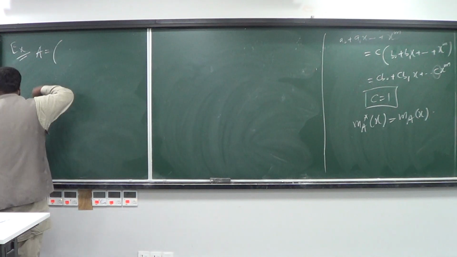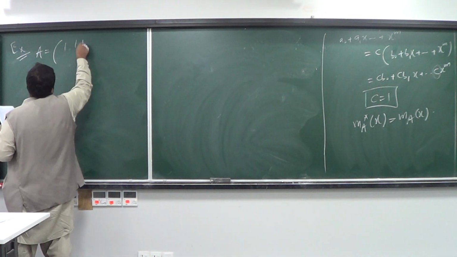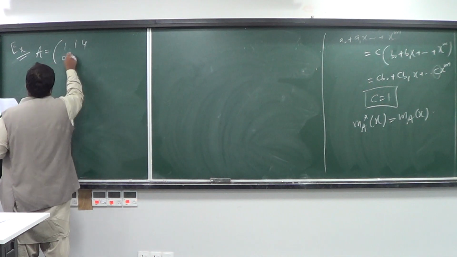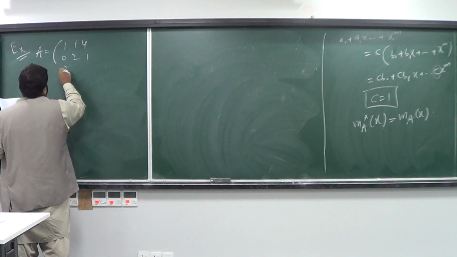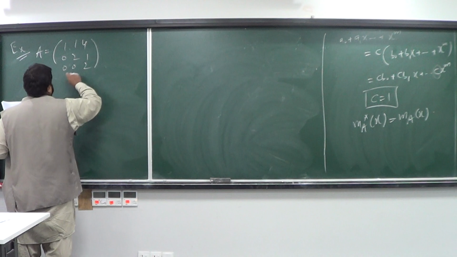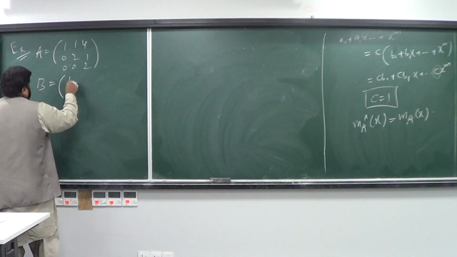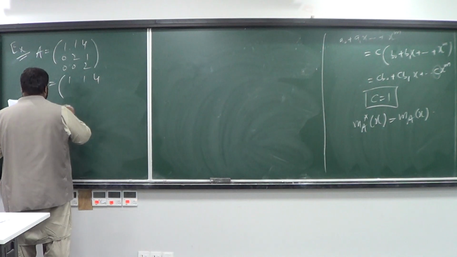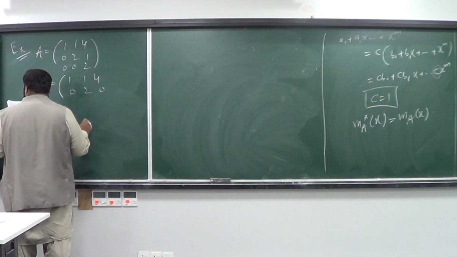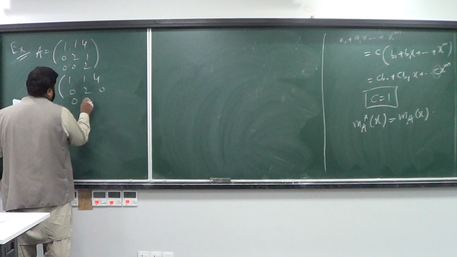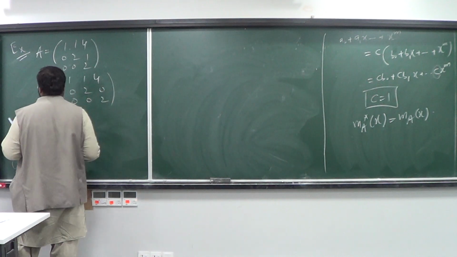Imagine I took a matrix A: 1, 1, 1, 4, 0, 2, 1. I'm not going to do all the calculation. I'm going to leave this for you, but I'm going to just mention the key things. And the matrix B: 1, 1, 4, 0, 2, 0, and 0, 0, 2 actually.